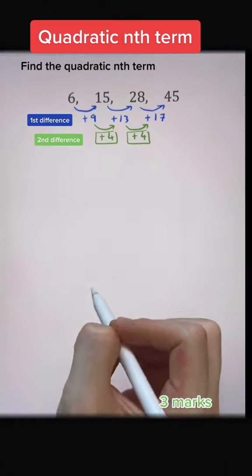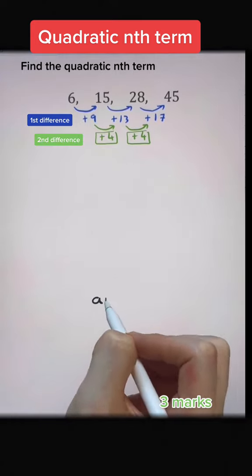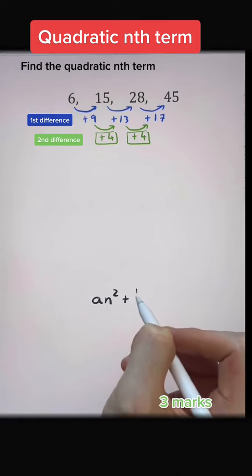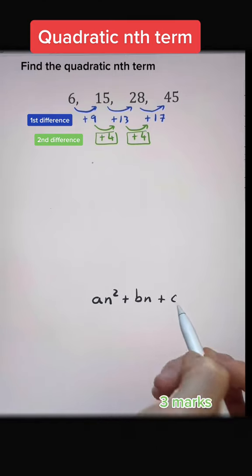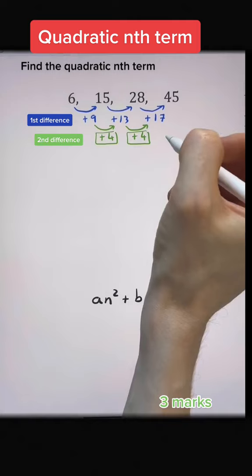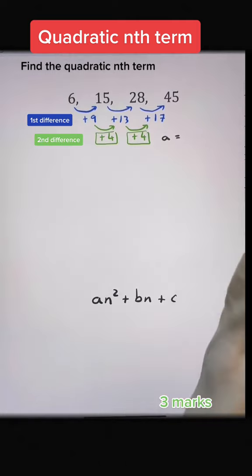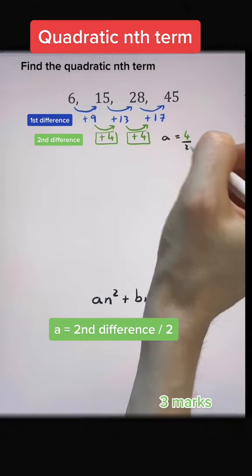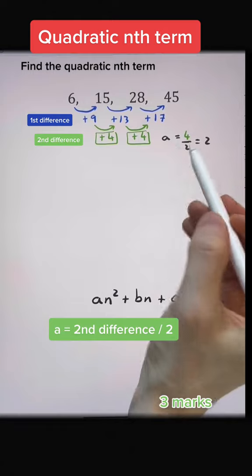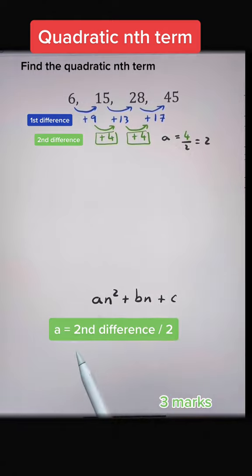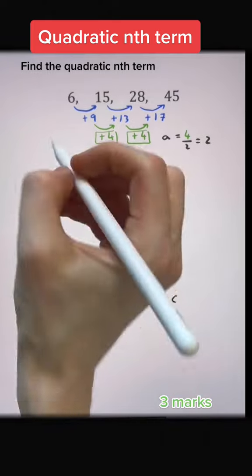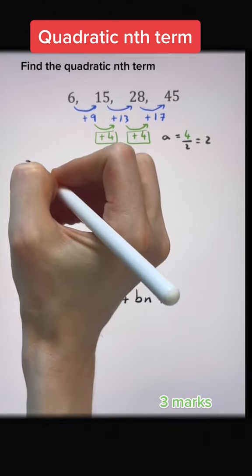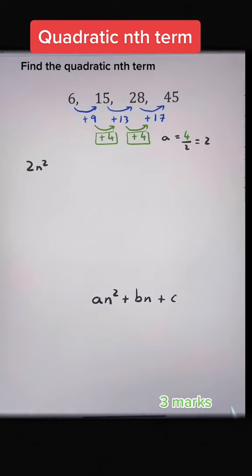We should note the general form of a quadratic sequence takes the form an squared plus bn plus c. The value of a is always my second difference, which in this case is 4, and we always divide by 2. Well, 4 divided by 2 gives us 2. Hence, in this case, a is 2. As I know a goes in front of n squared, I know a is 2.